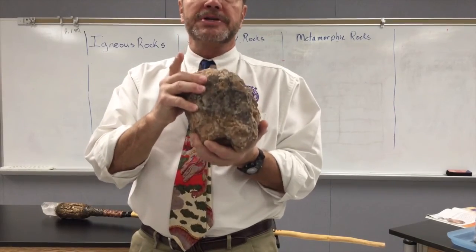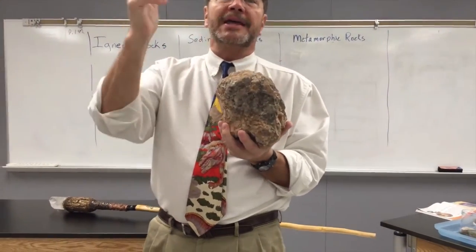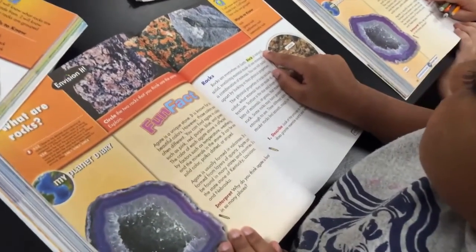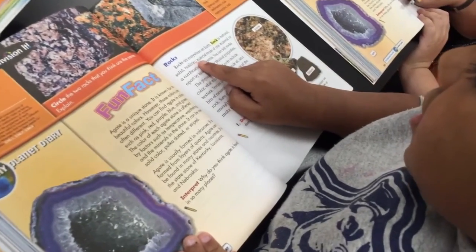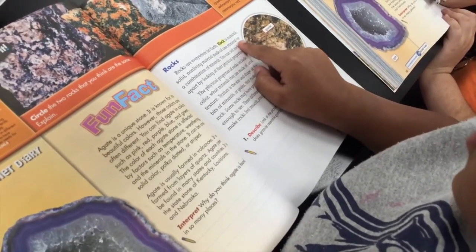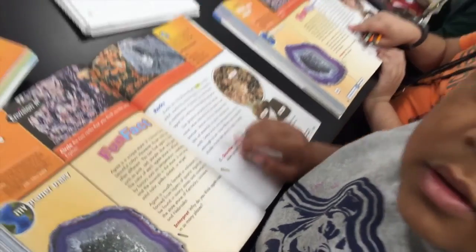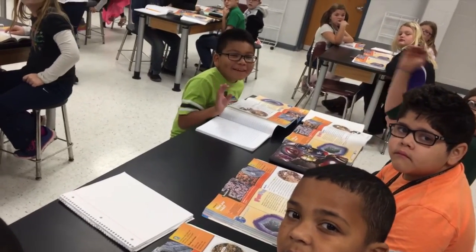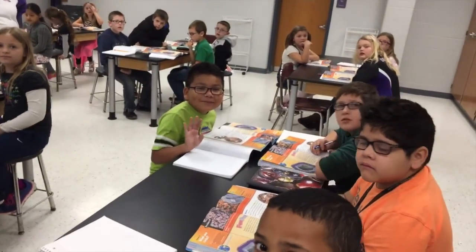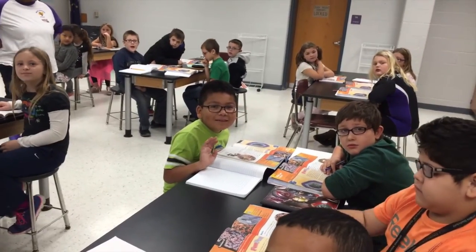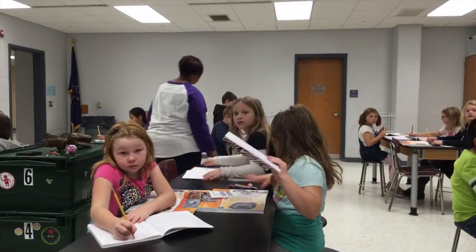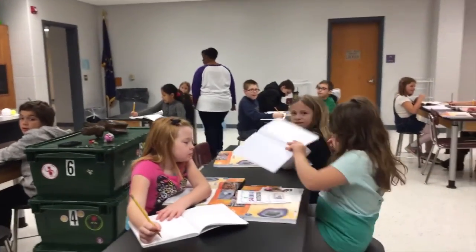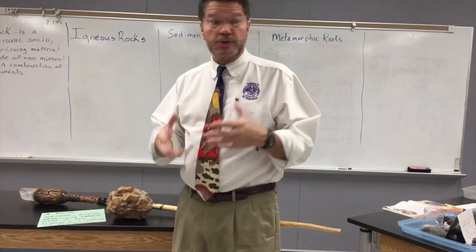Let's take a look in our books to see if we know what a rock is. Rocks are everywhere on Earth. A rock is natural, solid, non-living material made of one mineral or a combination of minerals. Did you hear that? A rock is a non-living, natural substance on the surface of the Earth made of one mineral or a combination of minerals. Let's go ahead and use our science journals and write the definition of what a rock is. You can use your books. So that's what a rock is, and there are rocks everywhere.